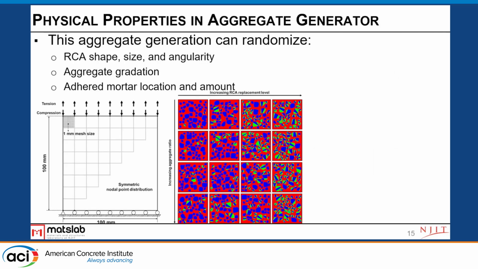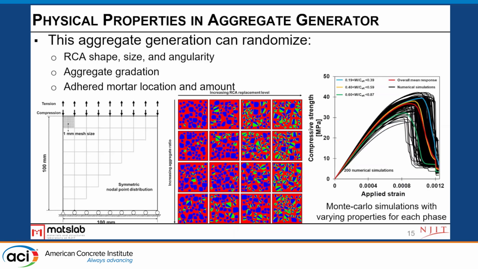So here's an example of the variation that we could do. On one side, we've got increasing aggregate ratio. So on the left, we're seeing increasing amounts of aggregates. On the top, we're going from left to right, increasing the amount of adhered mortar on that system. And we can run those many, many times so we can get many different generations of these aggregates with those same values. And once we get that, we can start doing all of our Monte Carlo simulations.